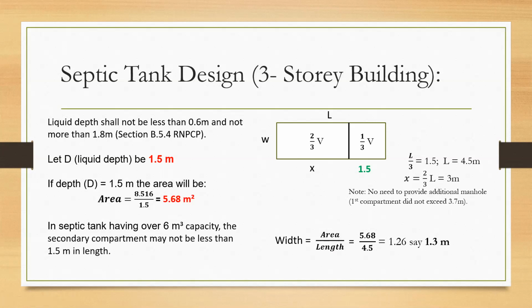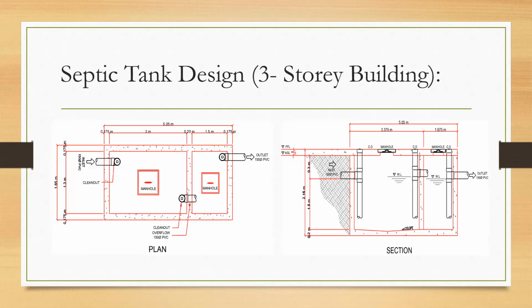Okay? So now, meron na po akong L, meron akong area. If I will divide the area to the length, I will get the width ng ating tangke, septic tank. So 5.68 divided by 4.5, that is 1.26. Let us say that is 1.3 meters. So here is the drawing, no? So ito po 3 meters po ito, ito ay 1.5 meters yung ating second chamber. Okay? Now, meron tayong dalawang manholes, tig-isa yung dalawang tangke.